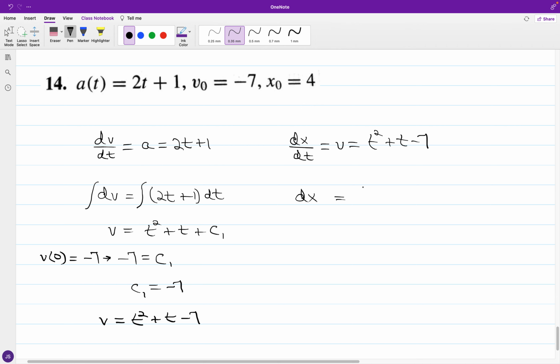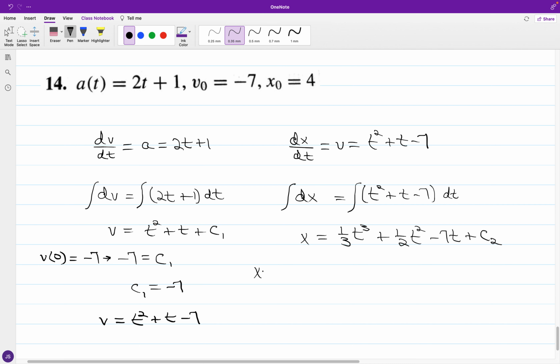And dx is going to be equal to the quantity of t squared plus t minus 7 dt, integrating on both sides. So you're going to have that x is going to be equal to 1/3 of t cubed, or you could also write that as t cubed over 3. And we have plus 1/2 of t squared minus 7t plus another constant c sub 2.